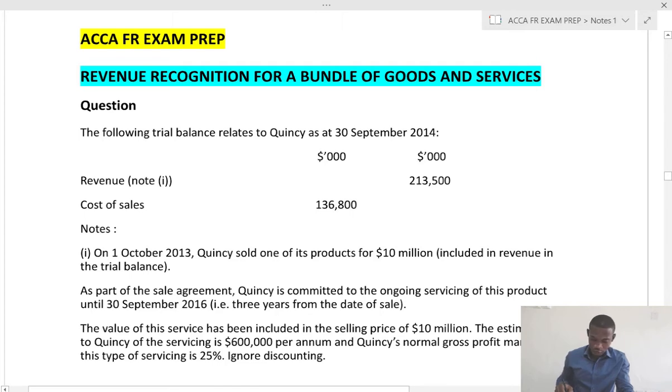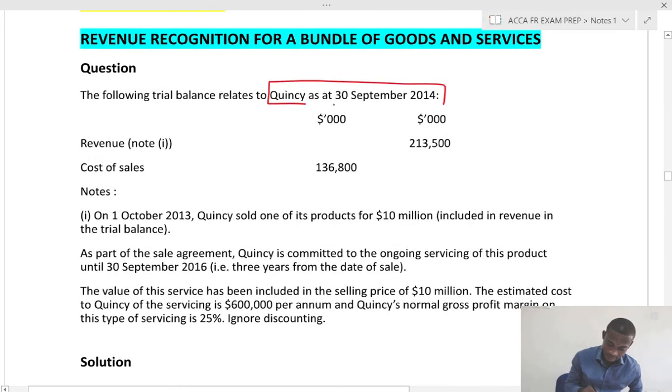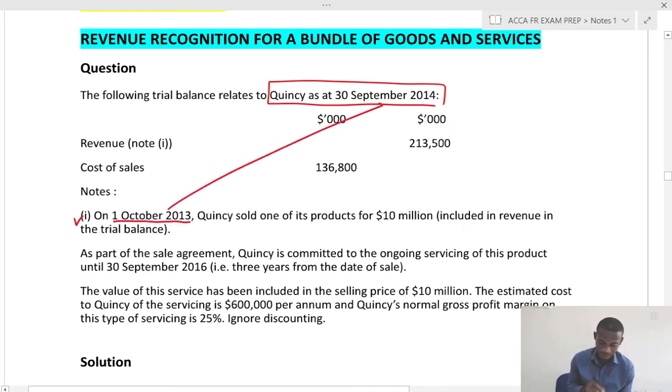This is an extract from a past question. So the extract is from a trial balance which is for the year end 30th September 2014. And we have revenue, cost of sales. Now the additional information is as follows. On 1st October, so if you want to reconcile 1st October to the year end, that is a full year. So 1st October is the start of the year.